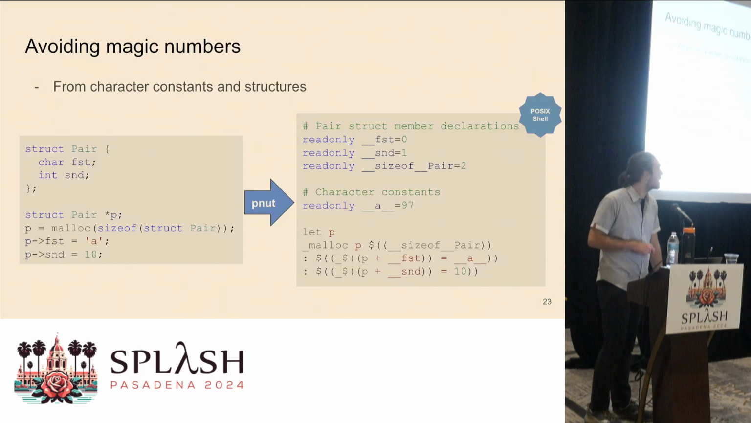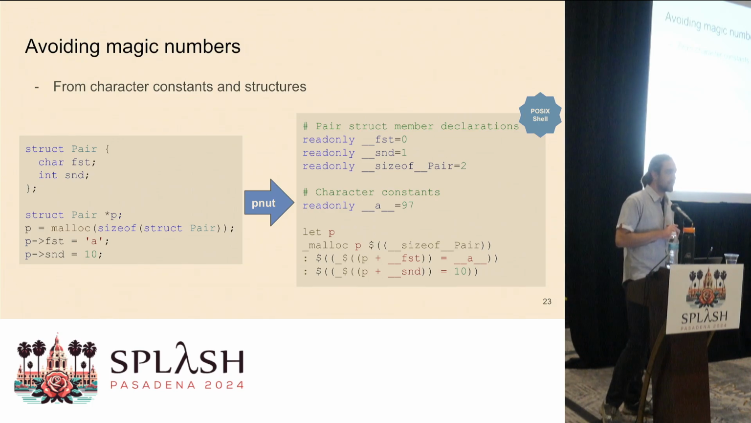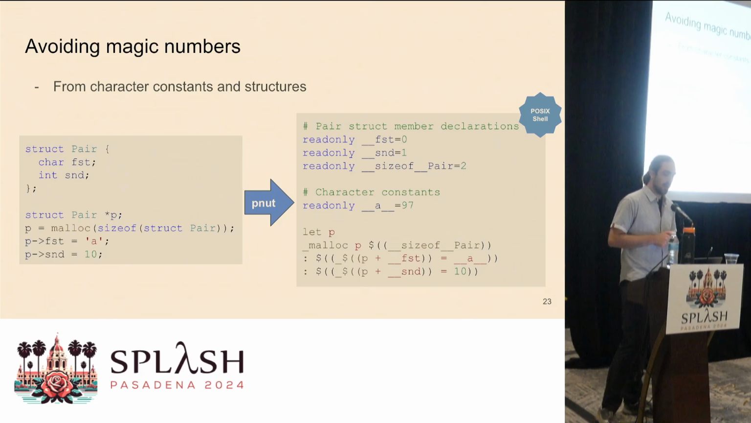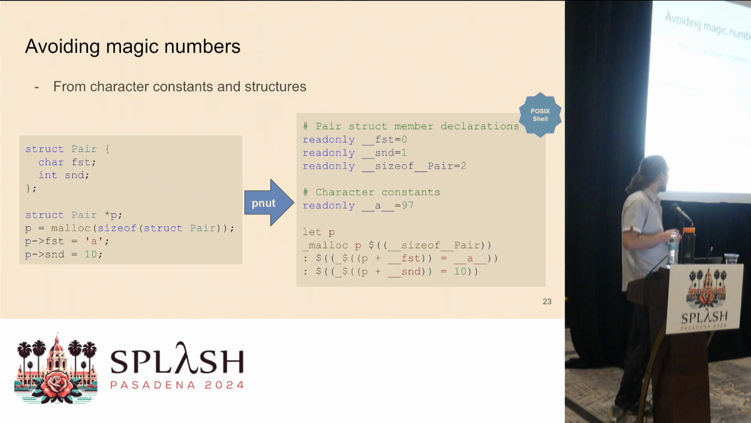And so for avoiding magic numbers in C, really there are 2 sources of magic numbers. The first one is character constants. They don't exist in Shell. And so instead of replacing the value of character constants with their ASCII code, we just define global variables that are read-only to give a name to these ASCII codes. So if you refer to the character A, really we'll replace that with a reference to the shell variable underscore underscore A underscore underscore. It kind of looks like quotes.